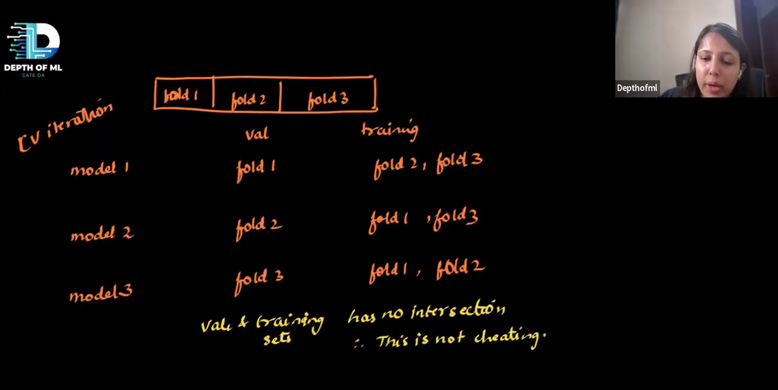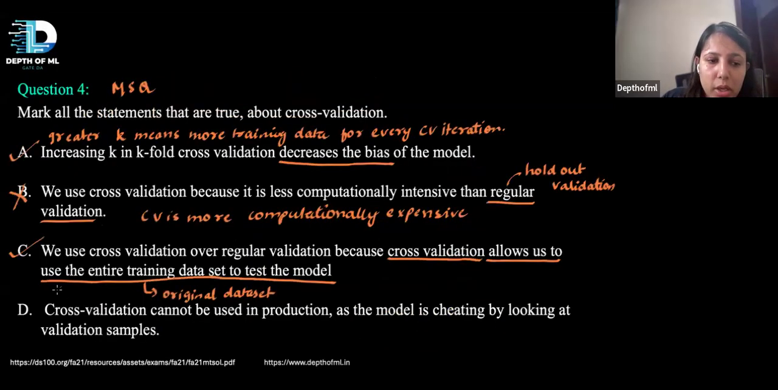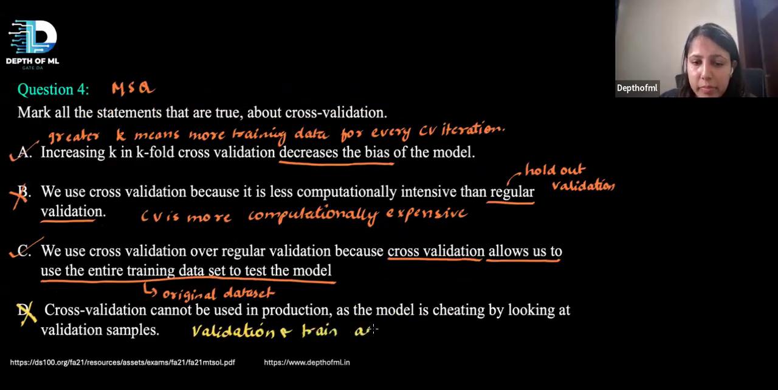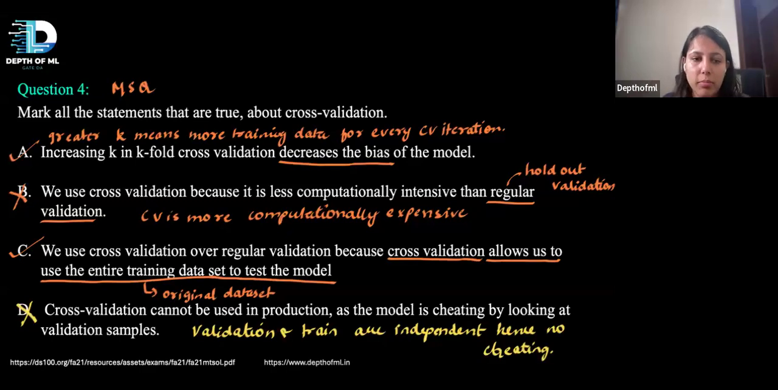Okay. So hence, this particular option is incorrect, right? So validation and train are completely independent. Hence no cheating. Fine. So in a production setting, and this is what I've done in my experience.